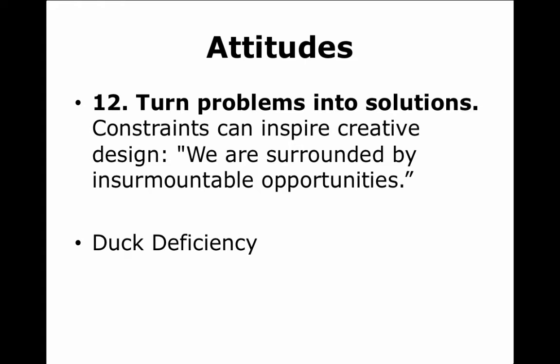Bill Mollison is famous for saying, when somebody was telling him about a problem they had with slugs in their garden, "You don't have a slug problem, you have a duck deficiency." So in other words, you could turn the slug problem into an advantage by bringing in ducks and having them eat the slugs, and then you're developing that resource of the ducks, and you're getting rid of your slugs at the same time. So the problem of the slugs becomes the solution.